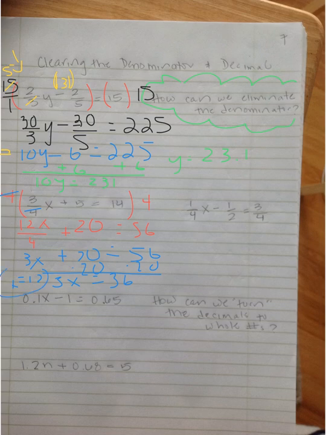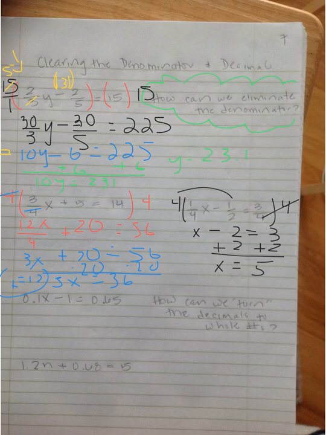1/4 x minus 1/2 is 3/4. If we multiplied by the least common multiple of 4 and 2, that would be 4. And so we have x minus, distributing, 4 divided by 2 is 2, is 3. These would simplify out. Add 2 to both sides, and x equals 5. So that's how you clear the denominator. Sometimes we call it death to fractions.